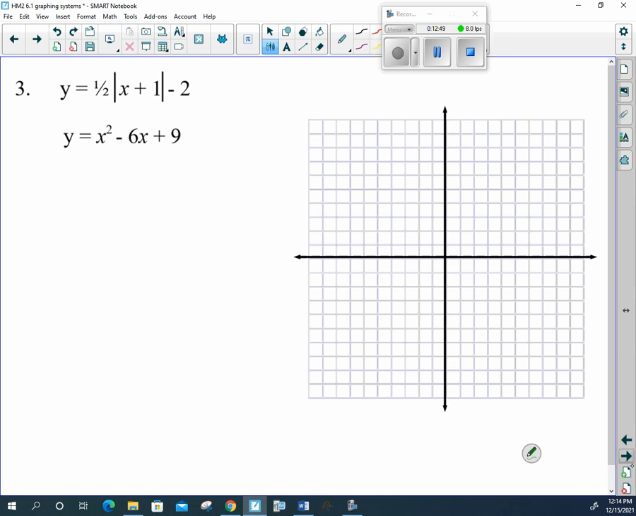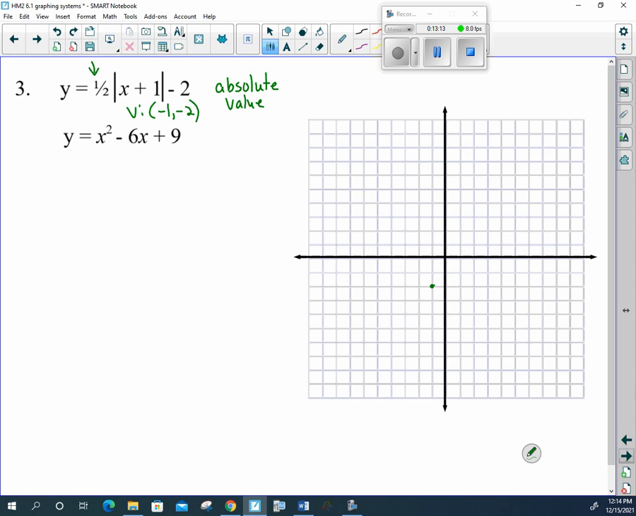Okay, number 3. This one, top one is the absolute value. So that's our V shape. So the vertex of the absolute value is at (-1, -2). So let's come over here at (-1, -2), put our vertex. And then the slant of that V shape is going to be out in front here, the 1/2. So we're going to go up 1 to the right 2.